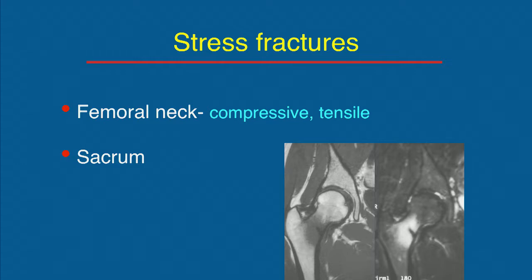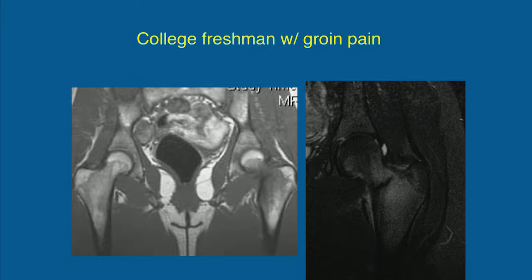You can see in this example of a T1 and a fat-suppressed T2 weighted image that we're demonstrating a stress fracture on the compressive surface. So a very nice demonstration of the fracture line with bone marrow edema. Another example here, and it's one of the reasons why we do a couple of different types of sequences so we can see the fracture line. Sometimes it shows up better on one sequence versus another.